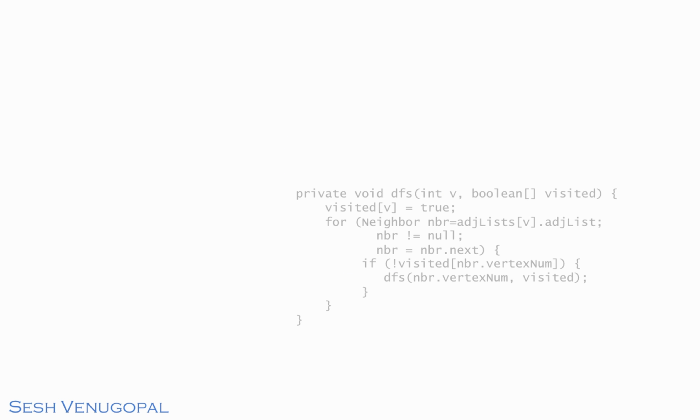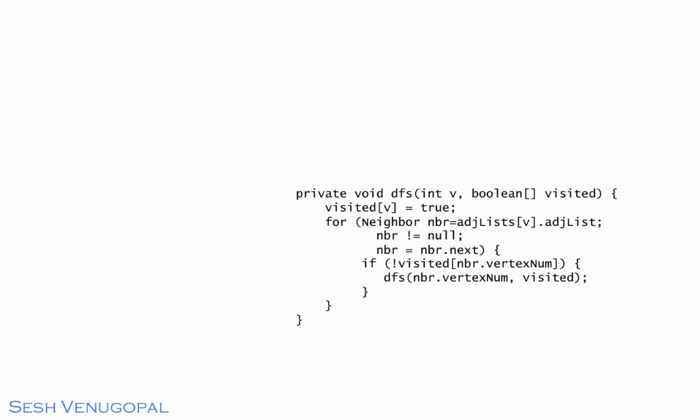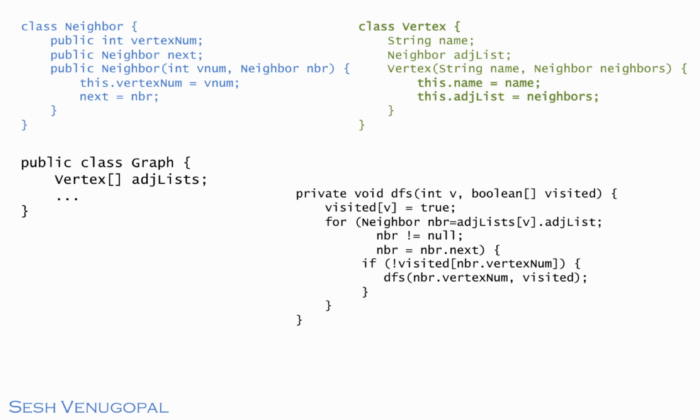Here's a recursive DFS method from the DFS video, which is implemented in the graph class, and the supporting neighbor and vertex classes. What we need to do first is to find the place in the code where the vertex V, on which this method is doing DFS, is just about to back up. This will happen after it has finished recursive traversals from all its neighbors in the for loop. So here, right after the loop.